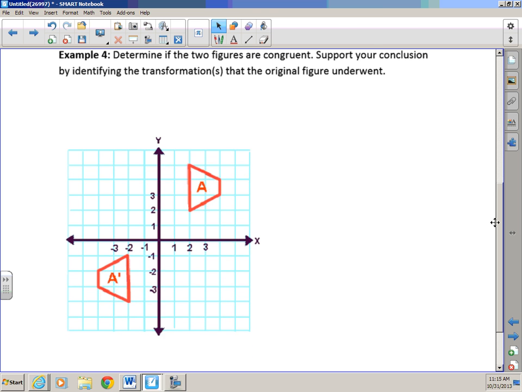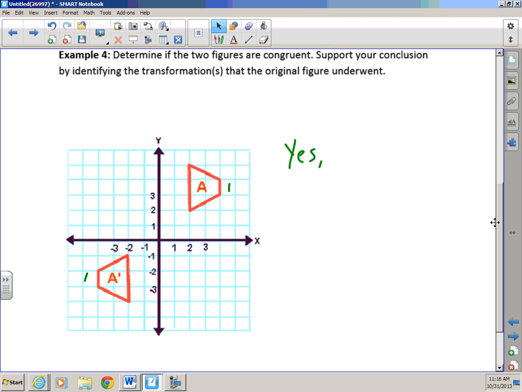Number 4. Now, you could probably say, well, wait a second. The distance from one point to the other. So this distance is 3. This distance is 1. So that's the same thing down here. That's good, but that's not sufficient. All right? They are congruent. How do we explain it?